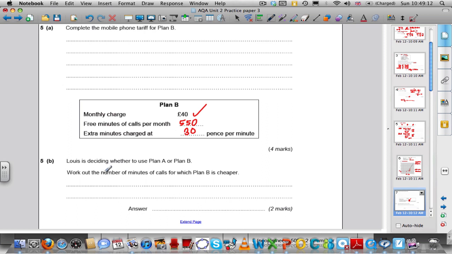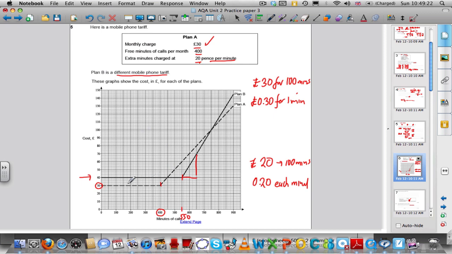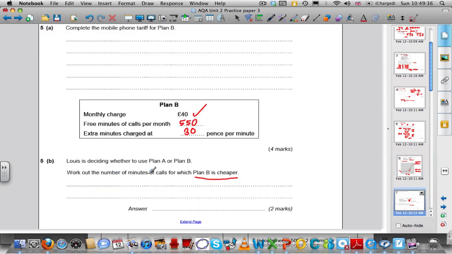Lewis is deciding whether to use plan A or B. Work out the number of minutes of calls for which plan B is cheaper. So you want plan B to be cheaper. So looking at the graph, you want the time where plan B is below the graph for plan A. So plan A is the dotted one here, and you want plan B to be beneath it. So you're trying to work out the number of minutes of calls for which plan B is cheaper.